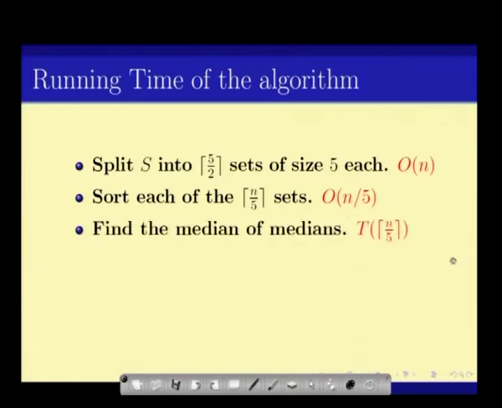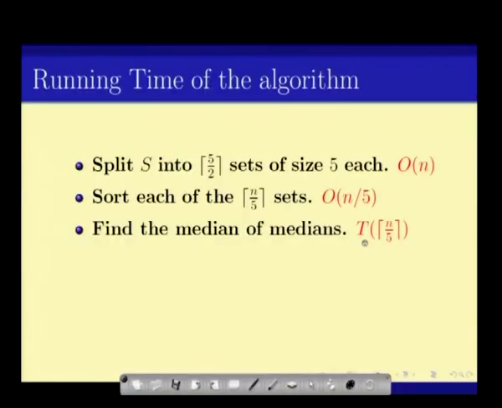Then we have the medians. How many medians do we have? The number of medians we have is n over 5, because there is one median for each of these n over 5 sets. So, we find the median of the medians, which means we find the n over 2th minimum in the set of medians. So, the total number of steps required is T of n over 5.